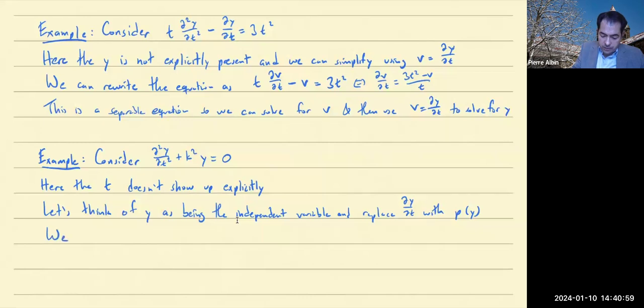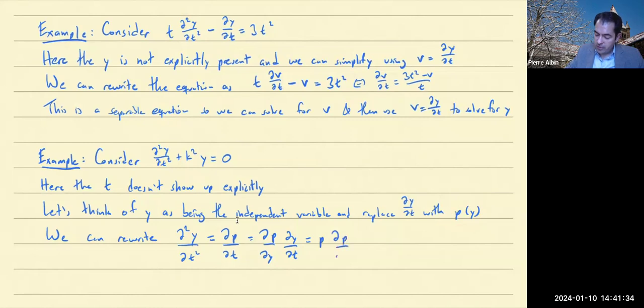So we can rewrite the second derivative of y with respect to t. Well, this would be the derivative of p with respect to t, right? We want to think of p as a function of y. So to compute its derivative with respect to t, we use the chain rule, right? So this would be derivative of p with respect to y times the derivative of y with respect to t, but the derivative of y with respect to t, we just agreed that's equal to p. So this would be p times the derivative of p with respect to y.